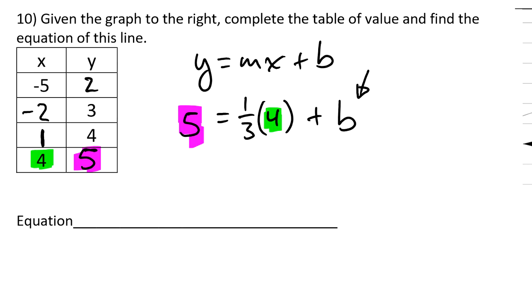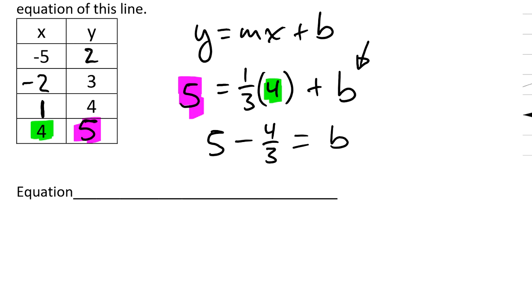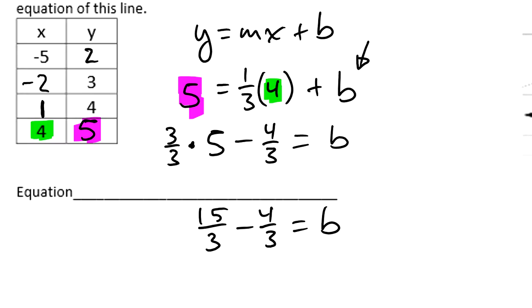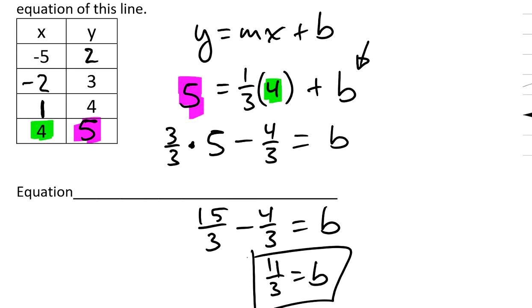So let's see, 4 times 1/3 is 4/3. I've got 5, and I need to subtract 4/3 from each side. And I'm just going to convert the 5 into thirds, right? If I multiply 5 times 3/3, that will give me 15/3 minus 4/3, and that is what b is. And 15 minus 4 is 11. So 11/3 is probably the form that I like the most.